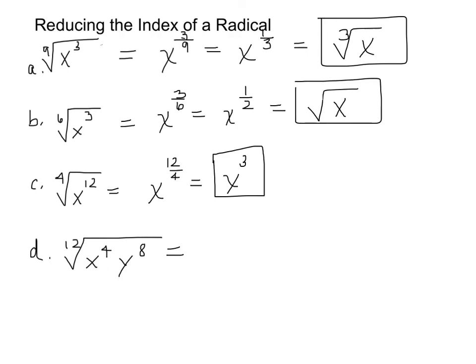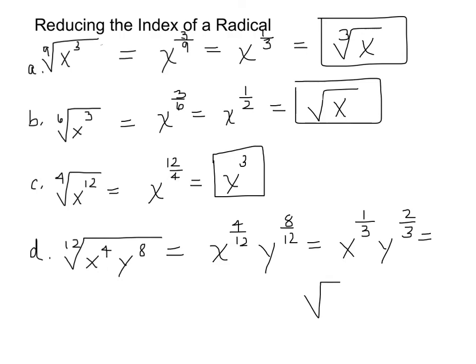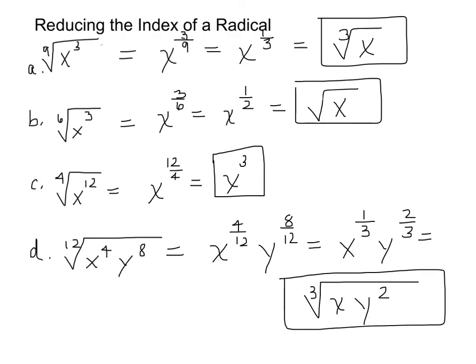Okay, and then this one, I have x to the 4/12 and y to the 8/12, which will give me x to the 1/3 and y to the 2/3. So 3 is my root for both. X has a power of 1 and y has a power of 2. And then you are done. And that's it for radicals and rational exponents.